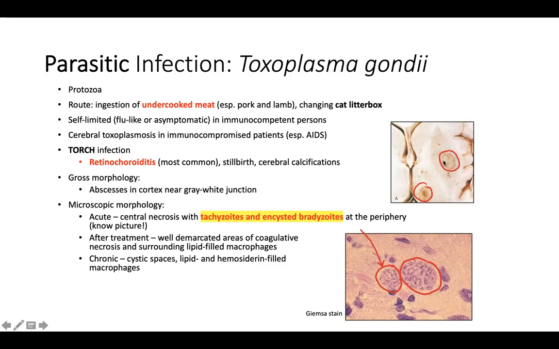And here's what it looks like on gross morphology, this abscess near the gray-white junction. Okay, but know this picture. Kind of looks like, I don't know, a beehive maybe, or honeycomb.